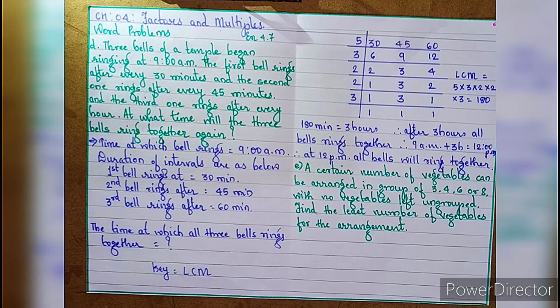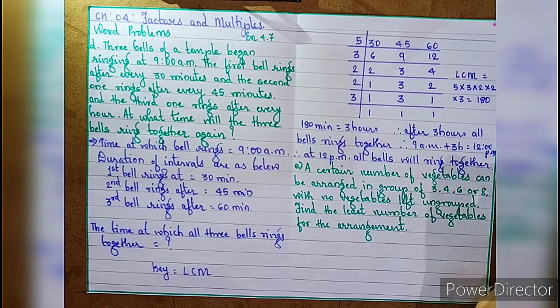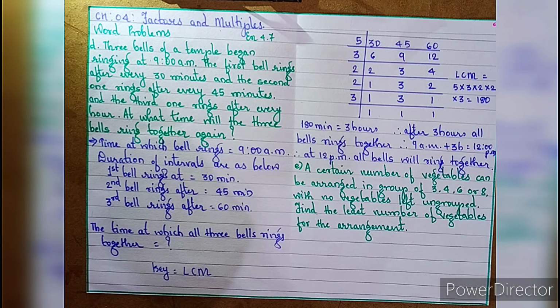Now, let's see the next problem. A certain number of vegetables can be arranged in groups of 3, 4, 6 or 8 with no vegetables left ungrouped. Find the least number of vegetables for the arrangement. So here they have asked that the vegetables be grouped into groups of 3, 4, 6, 8. To arrange the vegetables in such groups, we should know the least number of vegetables we should have, isn't it? So to find the least number of vegetables, we have to find the LCM.